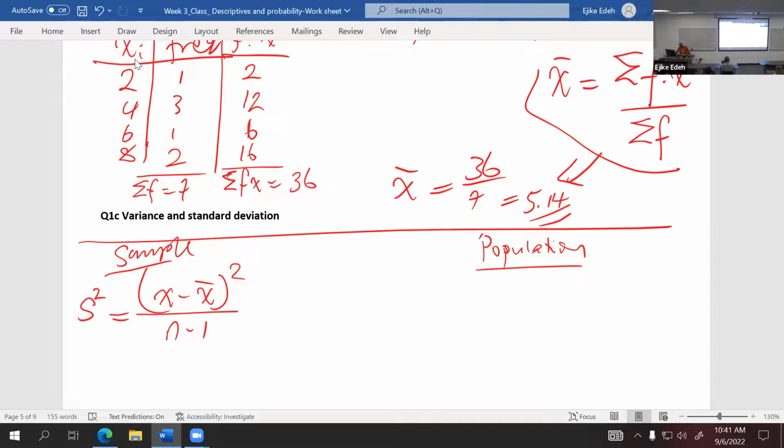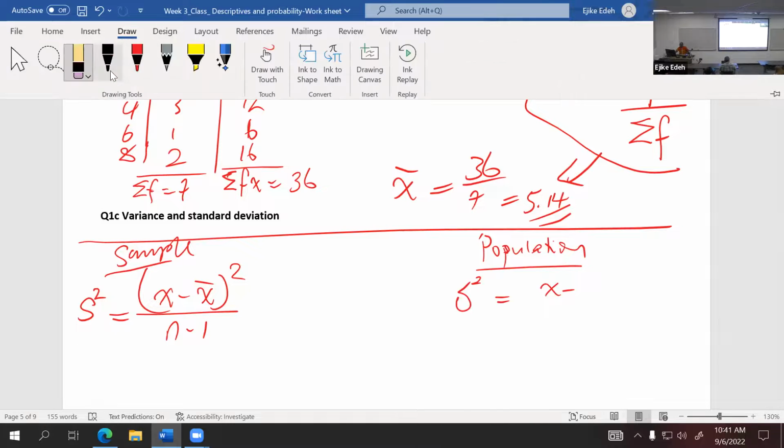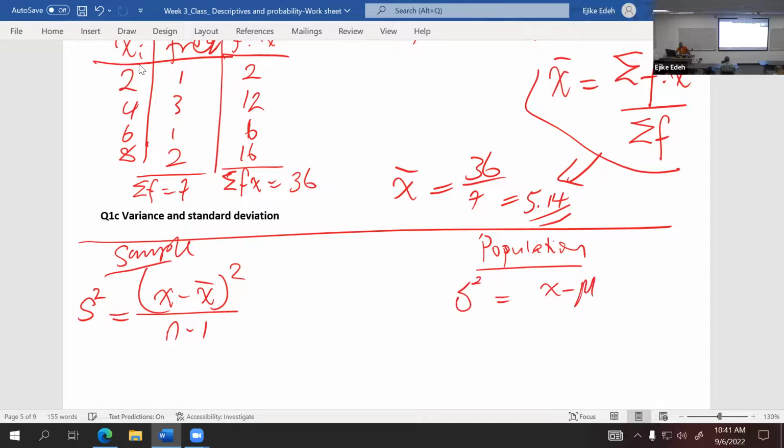And the population variance is given as this. And it is the data minus the mean, and so this time the population mean, all squared, divided by n. Okay, so you have a slightly different result when you do the population and the sample variance here. Okay, so you take note of that.